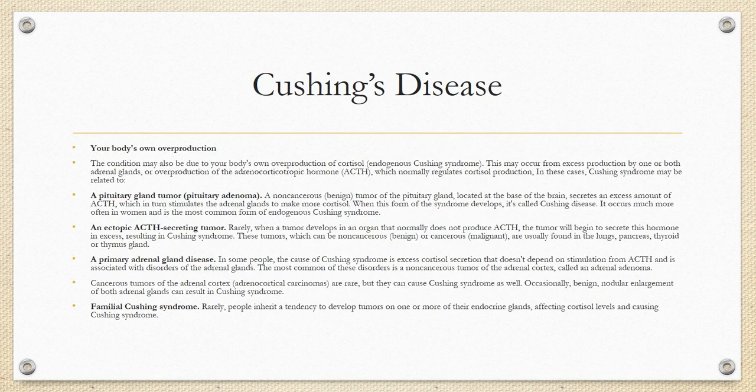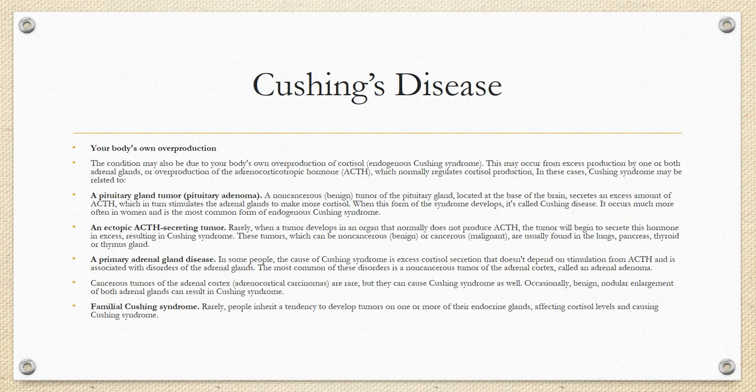So now we're going on to Cushing's disease. Your body's own overproduction of cortisol. This may occur from excess production by one or both adrenal glands, or an overproduction of adrenocorticotropic hormone, also ACTH, which normally regulates cortisone production.